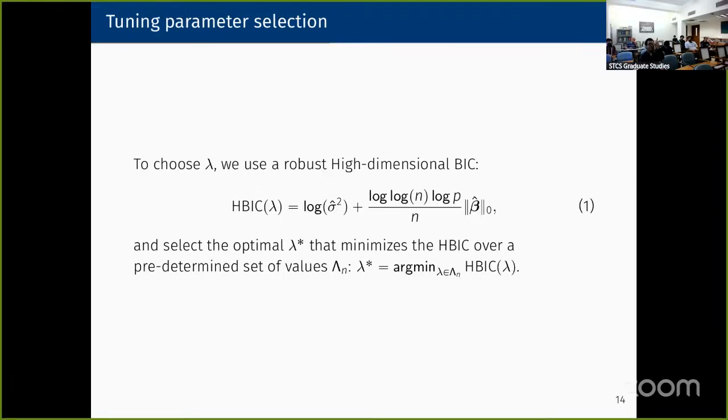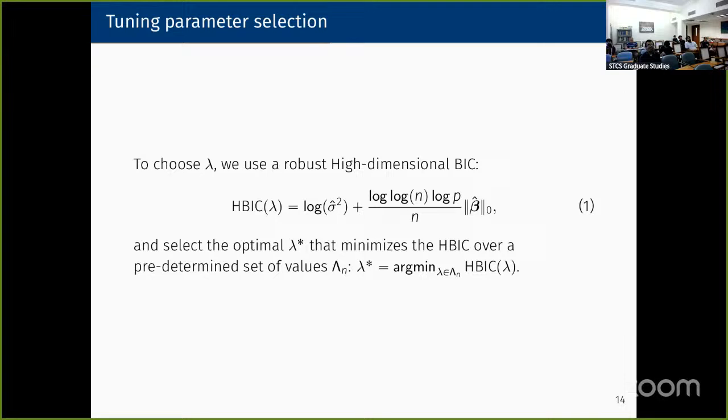Hi, so where is lambda in this? So lambda is the tuning parameter in the penalty function. No, I'm just saying that in equation 1, there's no lambda on the right-hand side. This one? No. In equation 1, you're defining HDIC as a function of lambda on the left side, right? But on the right side, I don't see any lambda.